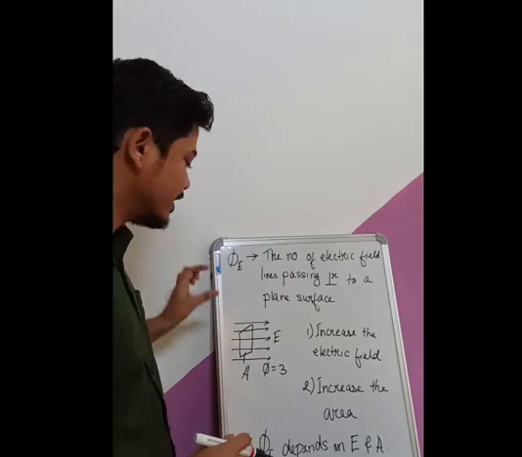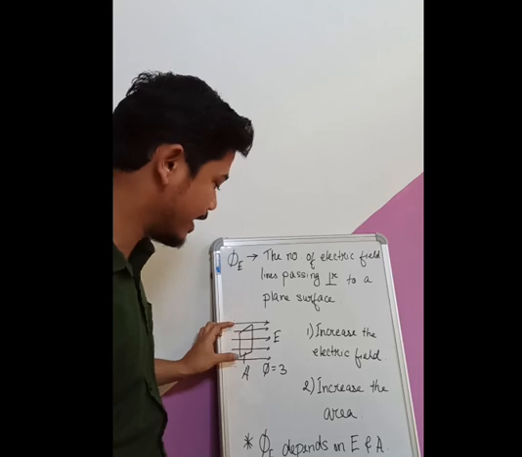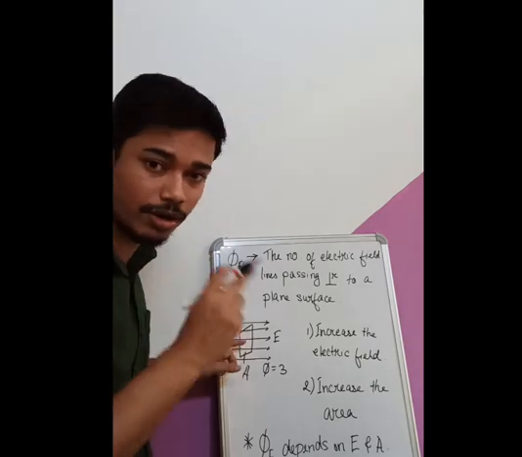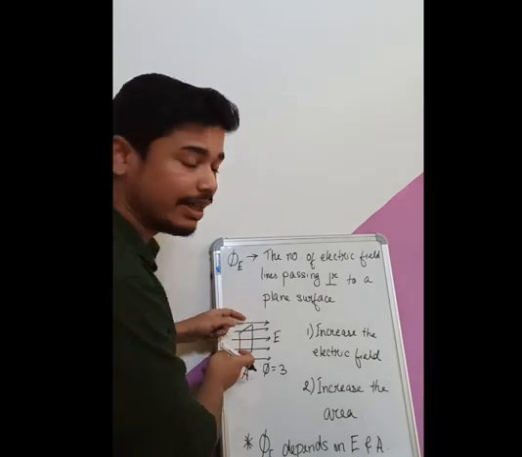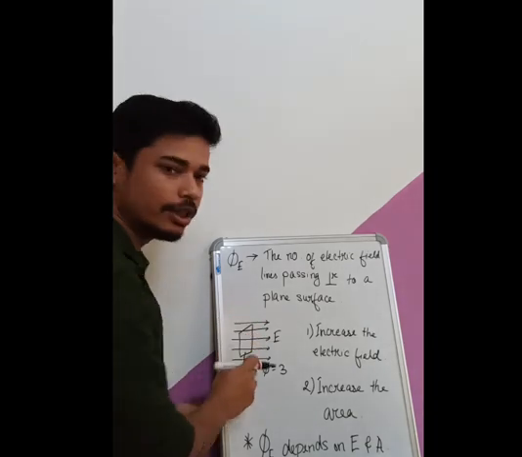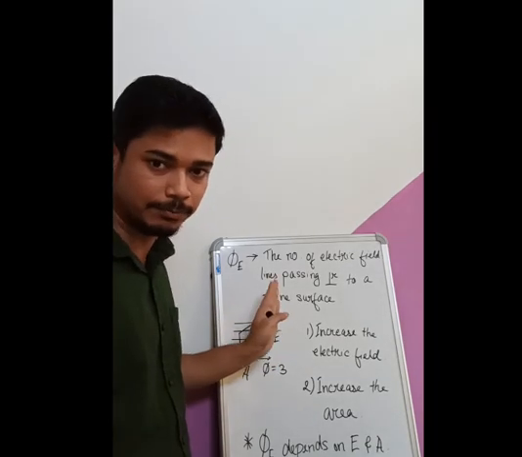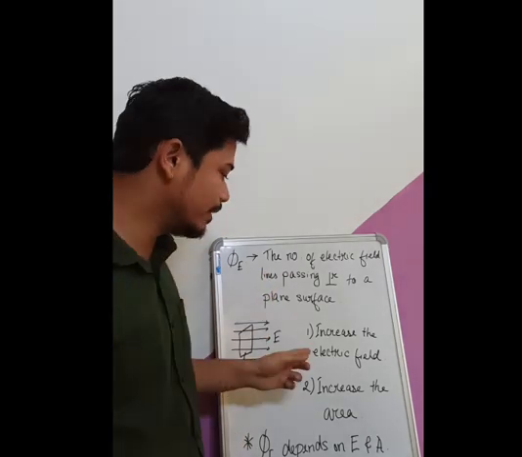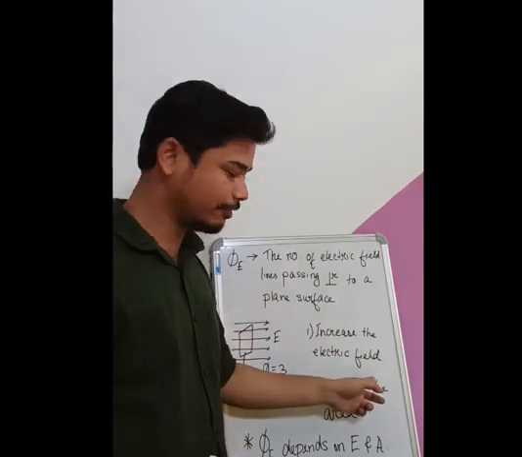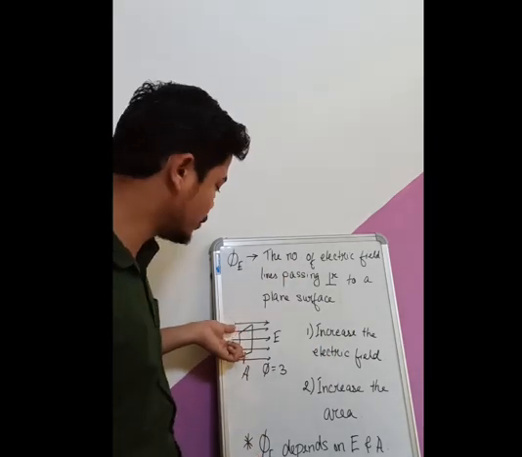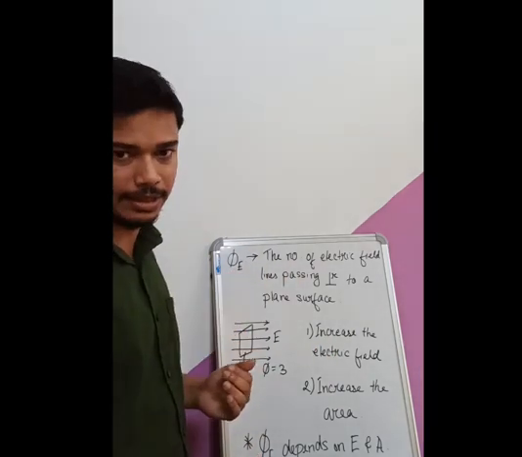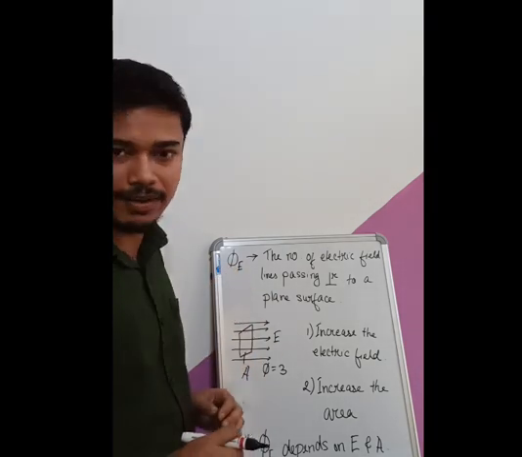Okay, so if the density of electric field lines increases, and if the area of the surface is constant, then more lines of force or more electric field lines can pass through this surface perpendicularly, right? So if we increase the electric field, the number of electric field lines passing through this area will increase. So we will get more electric flux.